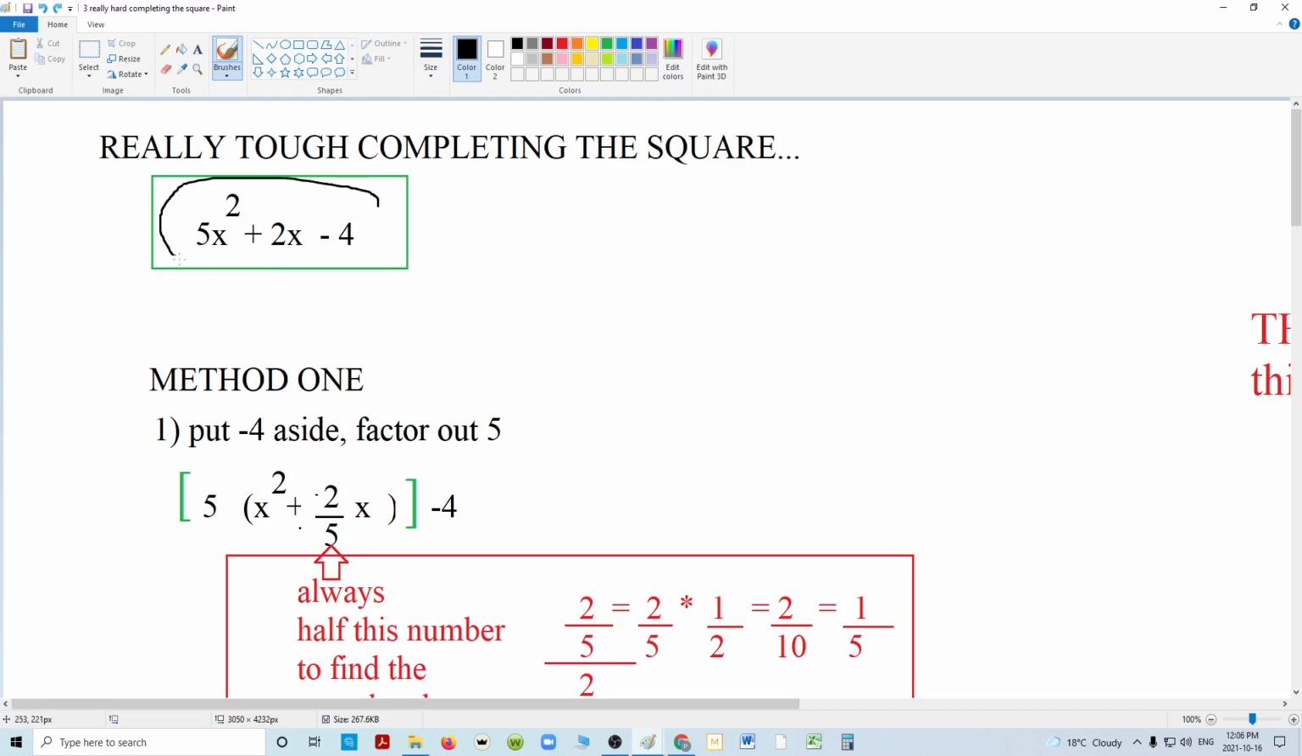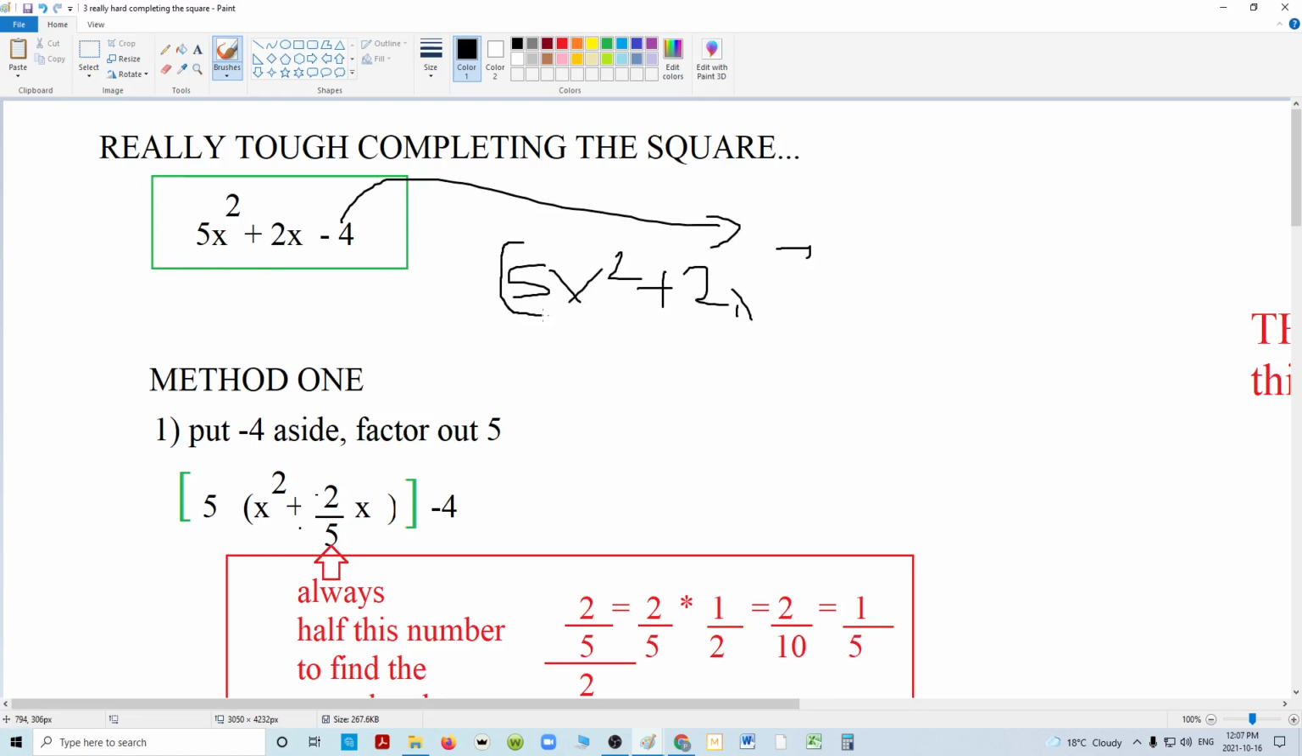Let's look at it. I know from my theory that I'm going to put the minus 4 aside. So I'm looking at 5x squared plus 2x. But the problem is I don't want that 5 in there. So I'm going to factor 5 out of both of these terms. So if I factor 5 out of both of these terms, I get the very uncomfortable this. This makes it hard. So first, put the minus 4 aside. Boom, done. Next, factor out a 5. I get a very uncomfortable plus 2/5 x.